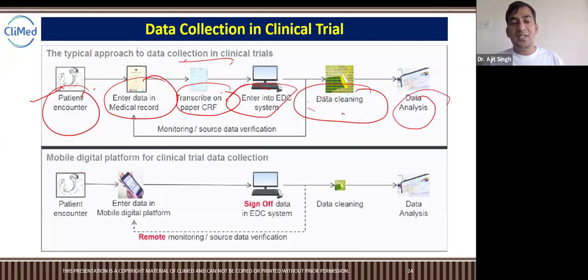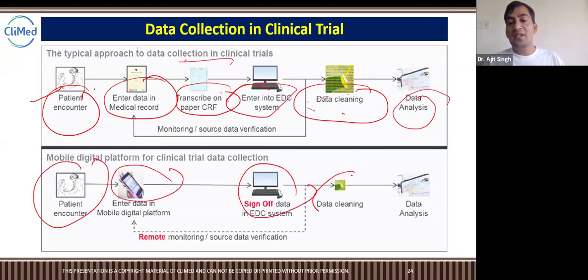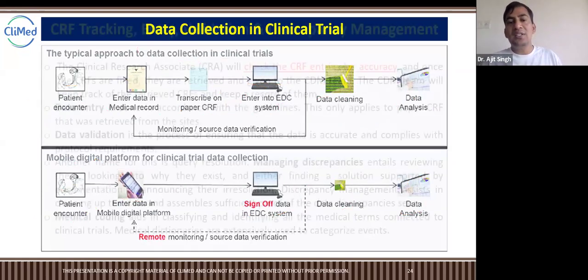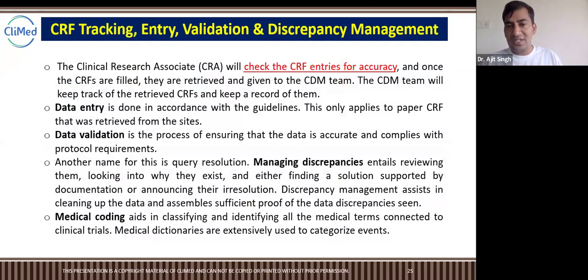Okay. Another way is they meet the patient, they directly enter the data into Medidata, and then they lock the Medidata. Data cleaning is done, data analysis is done. So there are two types of format. One is paper format, which we use for clinical data collection. One is digital format, where we collect the data, right? So these are the simple things by which you will understand everything.